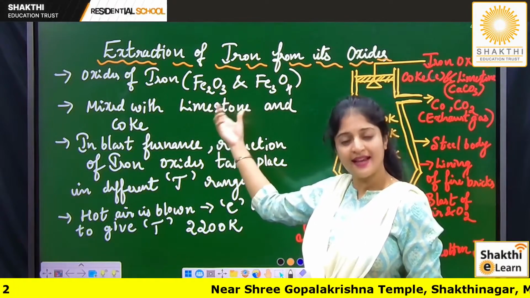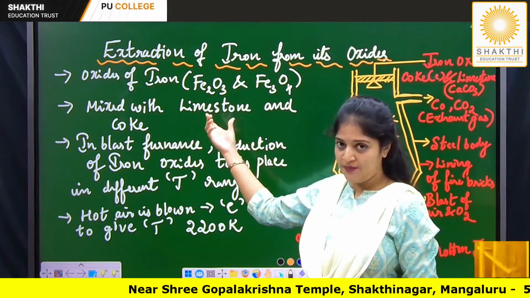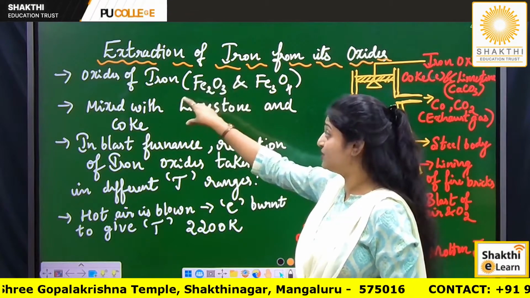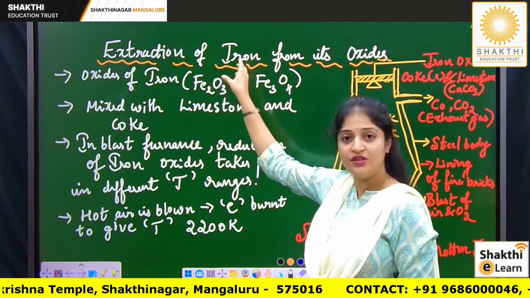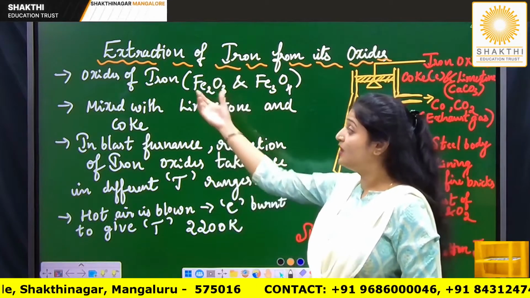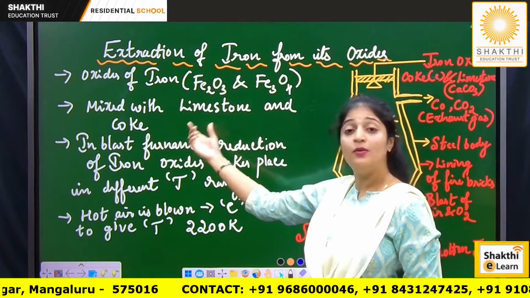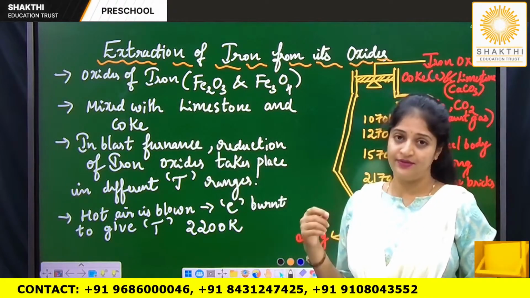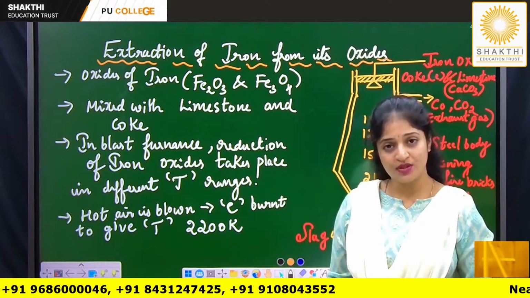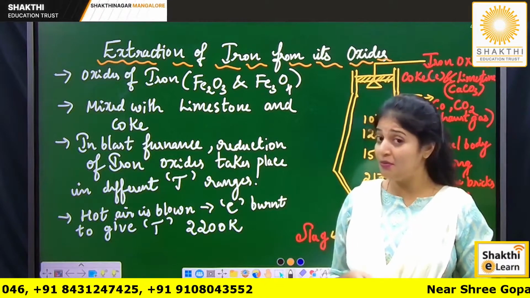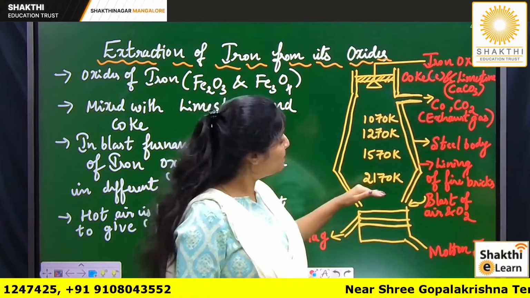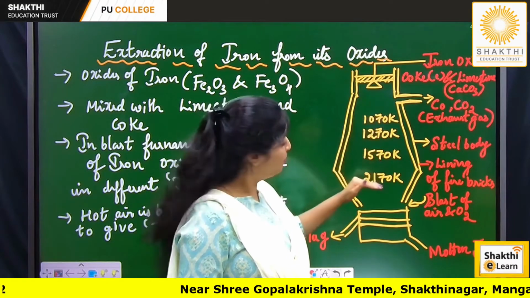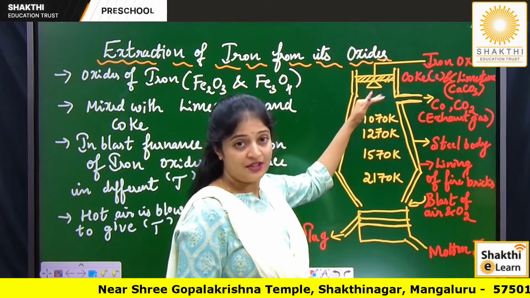And this is the second step of the metallurgy, the extraction process. The product obtained is oxides of iron from the concentrated ore. Along with limestone and coke, it is fed from the top of the blast furnace. There will be a reduction process which will take place at different temperature gradients. You can observe there is a decreasing temperature gradient as you move along the blast furnace.